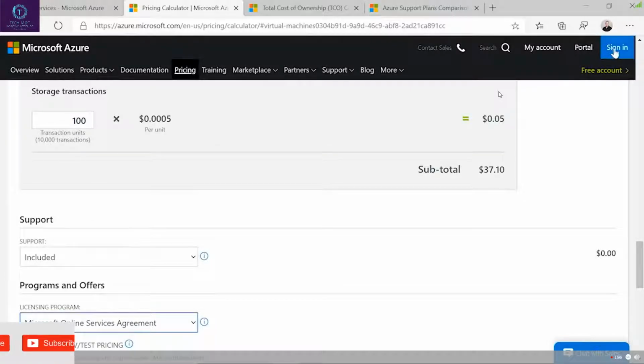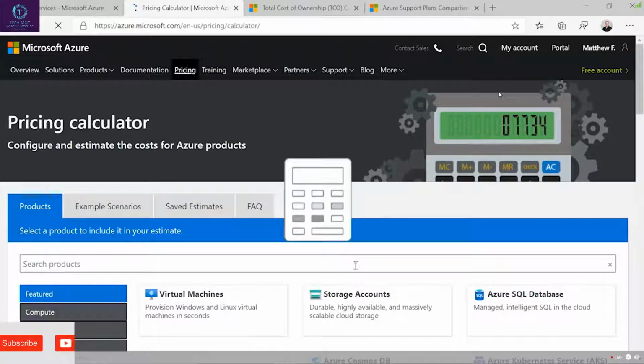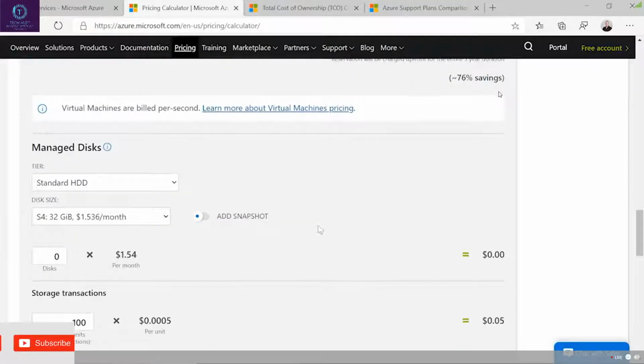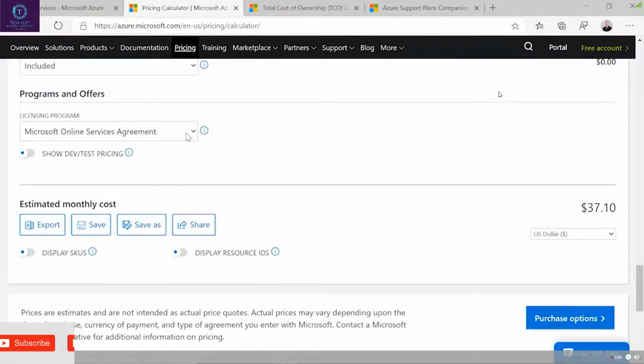So all I'm going to do is up here in the right-hand corner, just sign in. And I'm going to go ahead and sign in with my Microsoft credentials, and it actually auto signs in for me. And I'm going to scroll all the way back down to my calculator. And now notice at the bottom of this list, it says Microsoft Online Services Agreement.